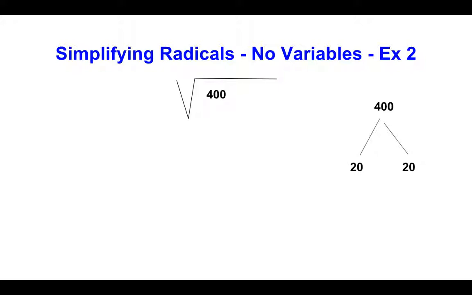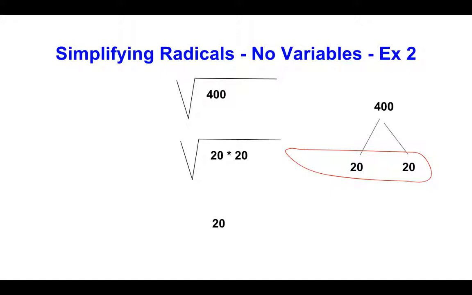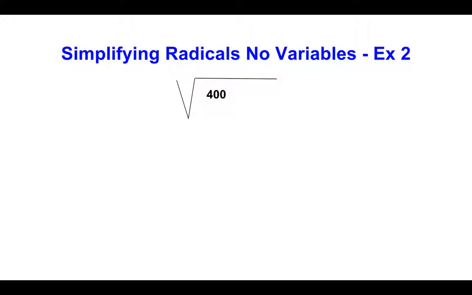Once I have two numbers that are the same, I stop. I don't break 20 down further into 10 and 2 or 5 and 4. I just stop. And so now I've got 20 times 20. They want to escape from jail. Number 20 digs a tunnel. He gets caught. The other 20 escapes. And radical 400 equals 20.